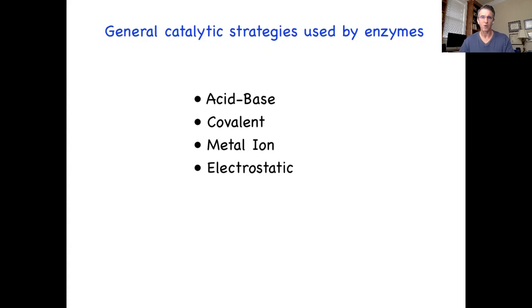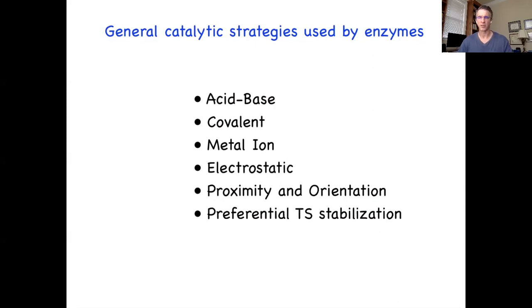Okay. So let's move to our next category: proximity and orientation, and then transition state stabilization. I'll come back to a definition of that for you guys in a second. So let's talk about this idea of proximity and orientation. If we know that enzymes can enhance catalysis by doing acid-base chemistry and covalent catalysis, they use metal ions for various things, including doing electrostatic catalysis, or they can use their side chains. What does proximity and orientation have to do with catalysis?